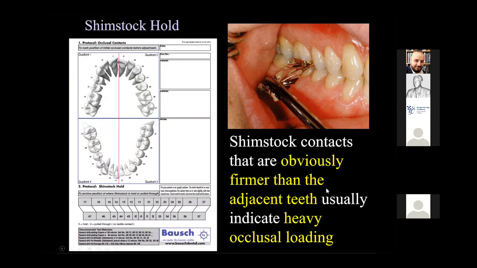One of the things introduced by this company, which will be very helpful, because somebody might ask, how would I compare the clinical findings of shim stock hold with the lab? You can get this sheet. I'm happy to post it for you. It's available on the web, I'm sure. It's called shim stock hold. It's a very simple sheet, can be used easily.